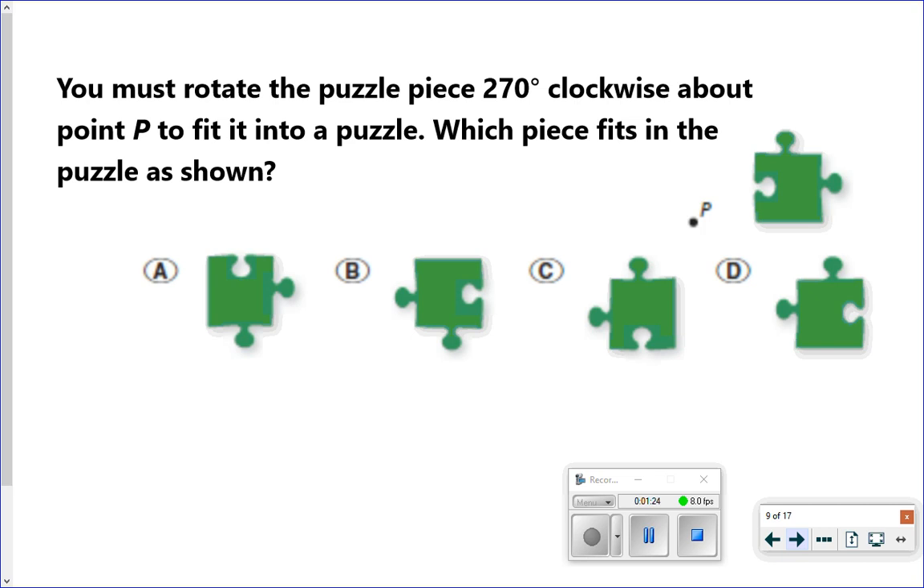So for this first one, it says you must rotate the puzzle piece 270 degrees clockwise around point P to fit into a puzzle. Which piece fits into the puzzle as shown? So you have to think about this figure, and 270 degrees clockwise means that you're basically turning it 3 turns. If we imagine that this was our coordinate plane, I probably should have done that with P in the center, so let me fix it.